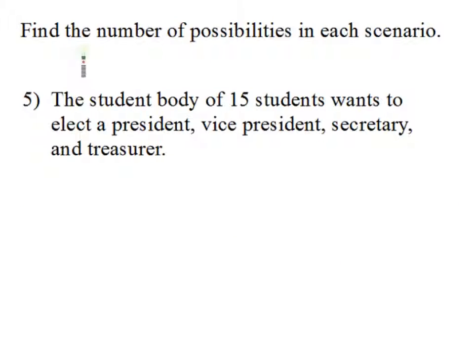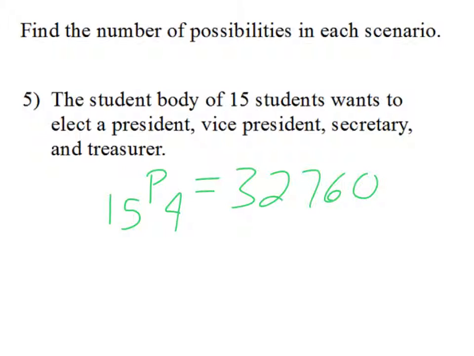Here we're actually looking at finding the number of possibilities in each scenario. In this case, the student body wants to elect a president, vice president, secretary, and treasurer. So in this case, we would be talking of a 15P4. There's 4 positions: president, vice president, secretary, treasurer. We are electing them from a group of 15. And again, it is a permutation because it makes a difference which of the 4 positions you get elected to. So it would be a permutation. 32,760 is what we come up with for that one.